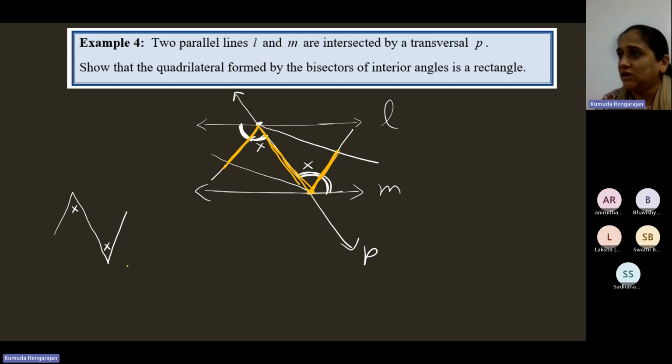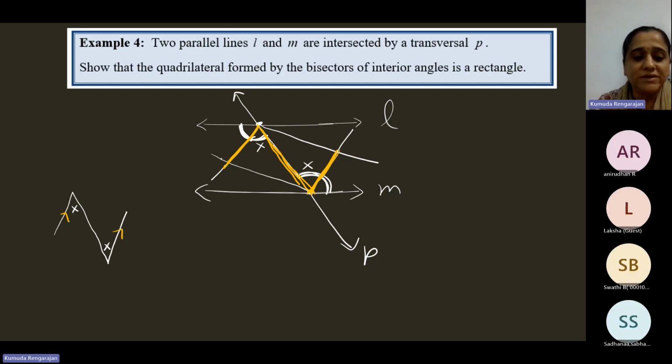Okay. Now these two angles are equal, no? But they're alternate angles. They're equal. How do you know they're equal? We just got that result that they're equal. No, but they're alternate angles. So that means these two lines should be parallel. This line is parallel to this one. So that means this line is parallel to this line.